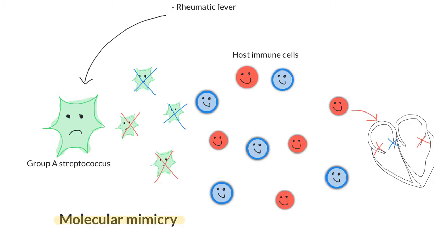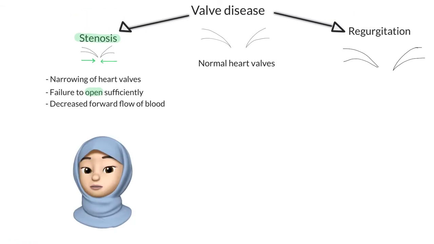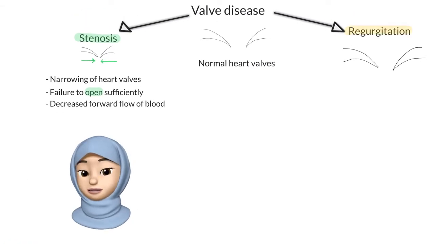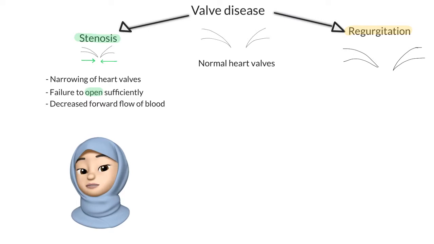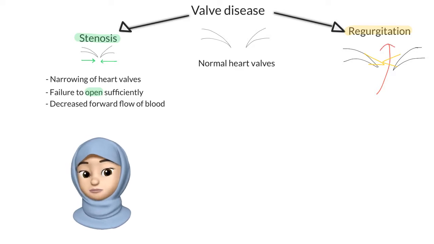The heart is one of these host tissues targeted by the group A infection. With recurrent infections, there is damage to the heart valves, and this leads to stenosis or regurgitation. When we look at regurgitation, the valves fail to close properly, and this leads to increased backflow of blood.